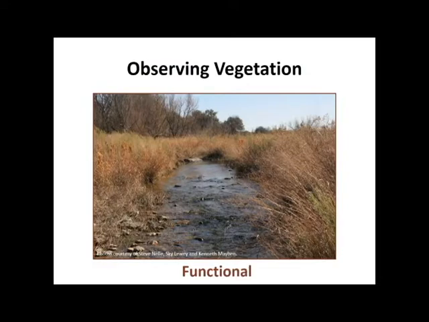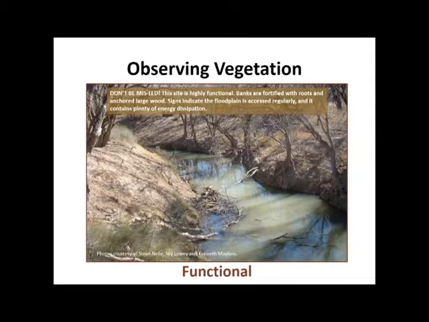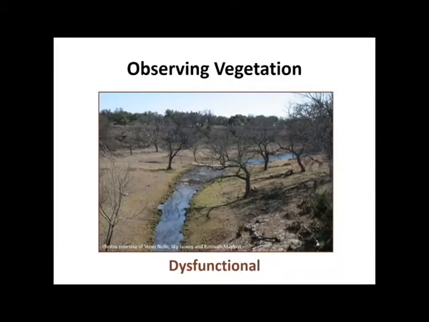These three areas are functioning quite well. In this last picture, don't be misled. The site is highly functional. The banks are fortified with roots and anchored with very large wood or large wood. Signs indicate the floodplain is accessed regularly and that it contains plenty of energy dissipation. Oppositely, these three dysfunctional riparian areas can be evaluated by observing the vegetation present, or lack thereof.